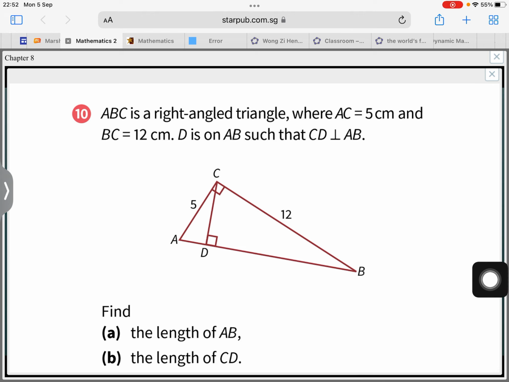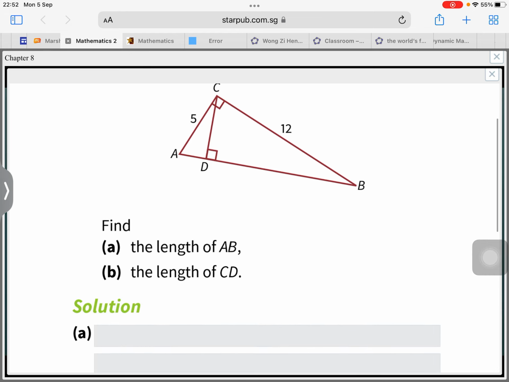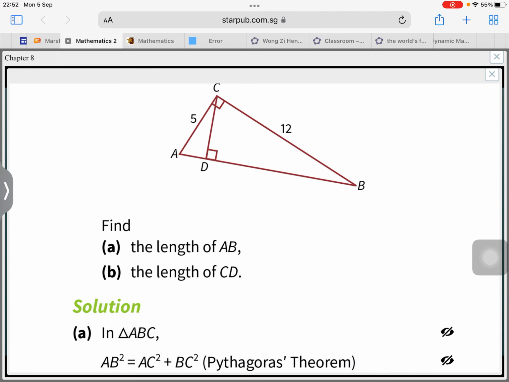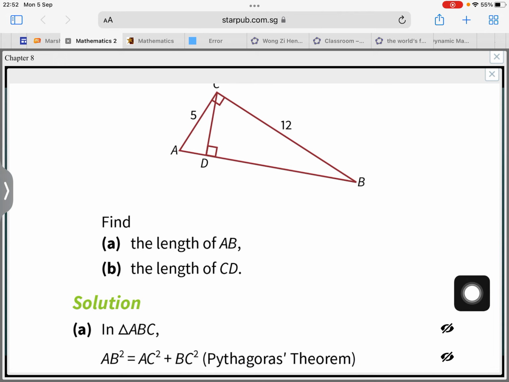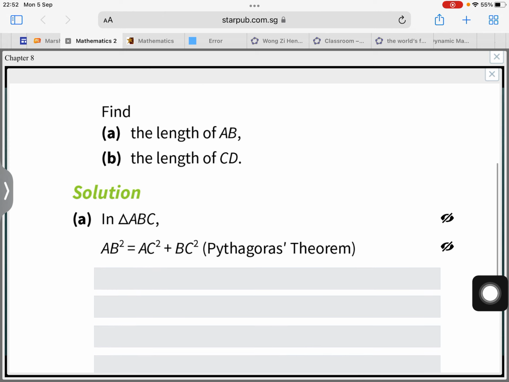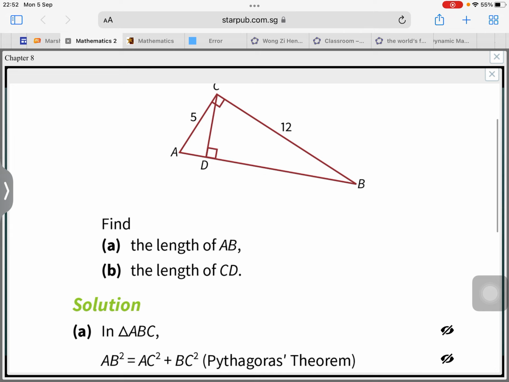Some of you might even straight away recognize 5, 12 is a Pythagorean triplet. AB will be 13. But of course, even though you know it's a Pythagorean triplet, you still need to show the full working. Over here they show the preferred working, where you first tell what the Pythagoras theorem is, how the sides link together. In this case, AB square, the hypotenuse square, will be equal to AC square plus BC square. So you write this out first.